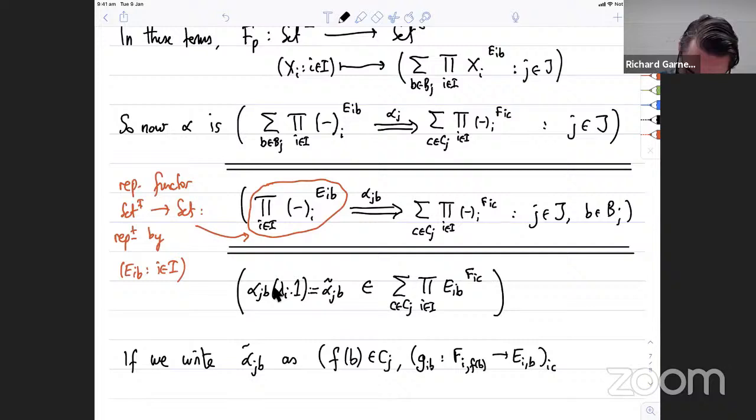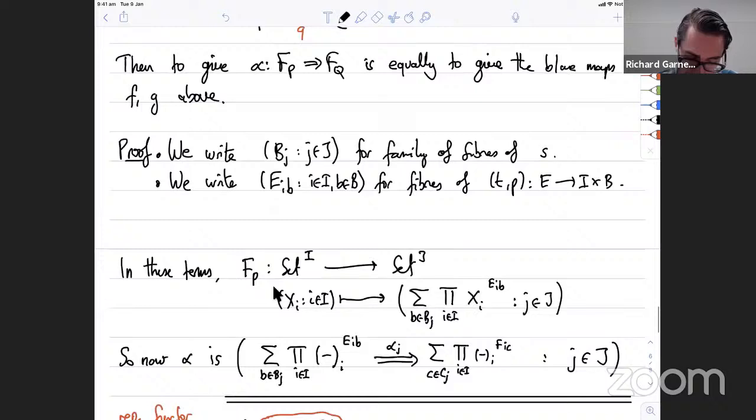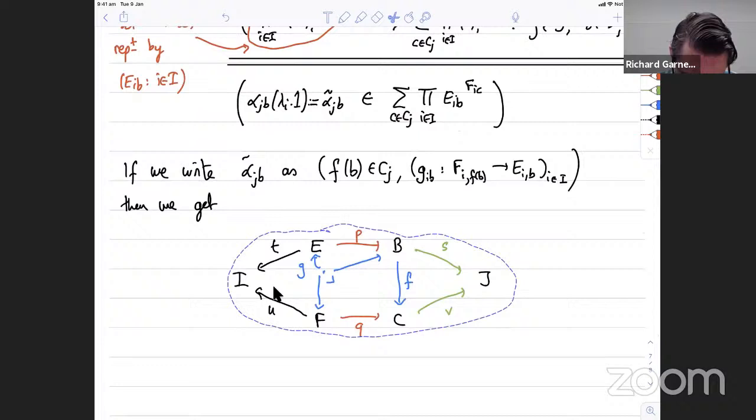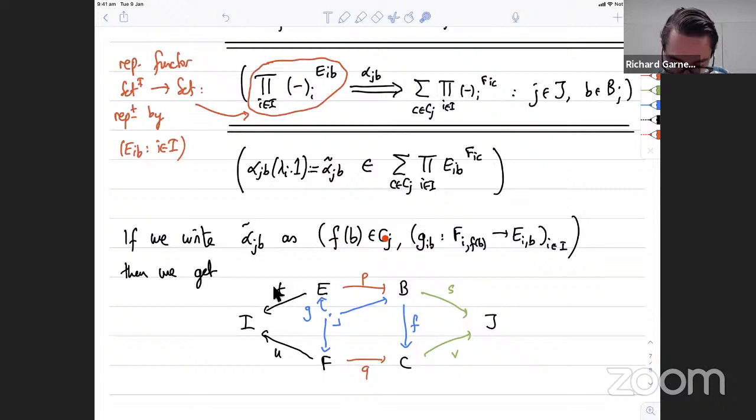Then we get exactly this thing here. So let's copy it and then check that it is indeed what we've got. All right, let's have a look. So b is in B_j. The first thing I have is an element f of b in C_j. So I've got an f here making this triangle commute because it maps B_j, the fiber over j, to C_j, the fiber over j. Okay, so that's that. And then the other thing is this map g.